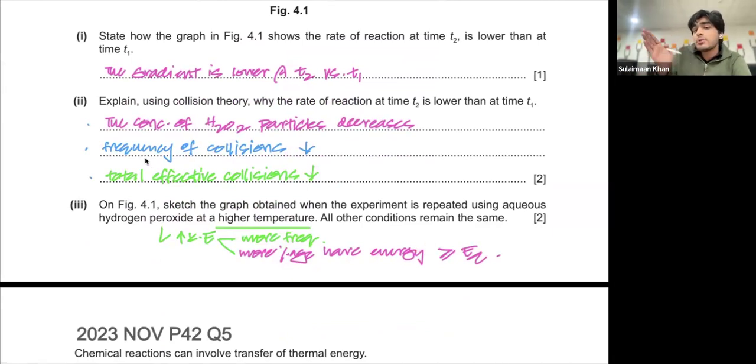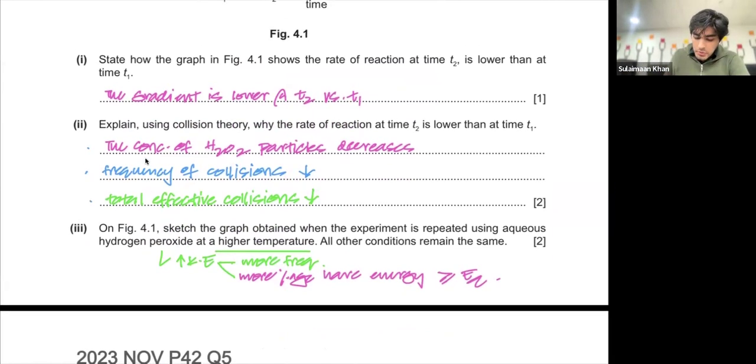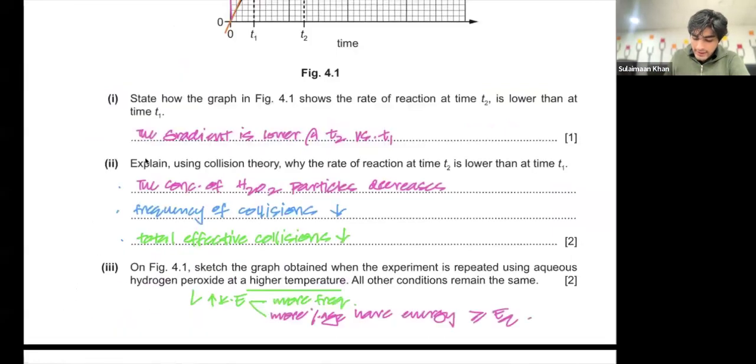And that is why if you double the temperature, the rate of reaction increases by more than double. So it does two things, and therefore the total effective collisions increases.